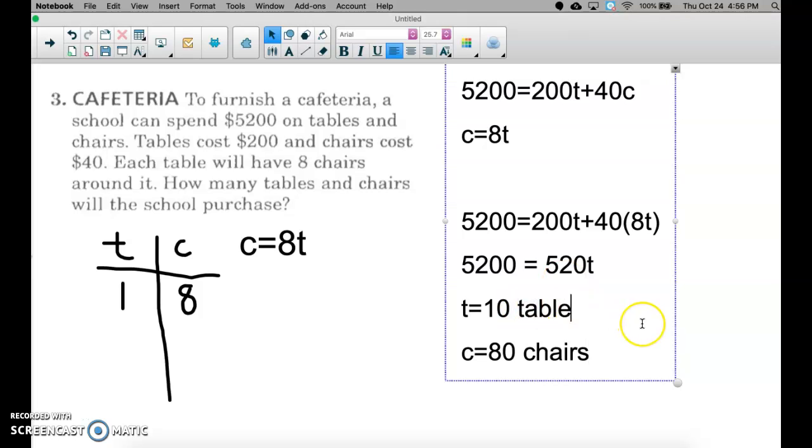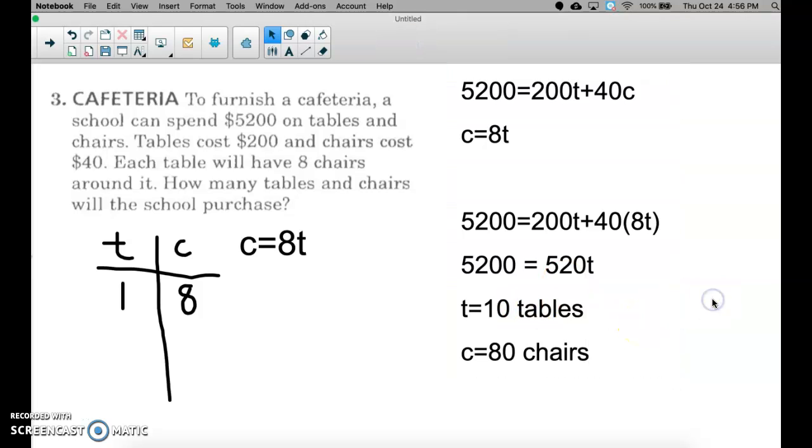I'm going to put labels on both of those. So that's how you do that one. This can be a little tricky and confusing. Make a table. It's really going to help.